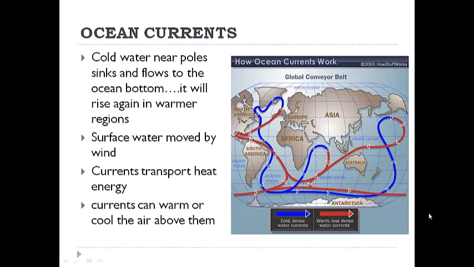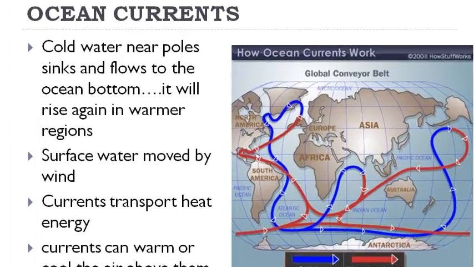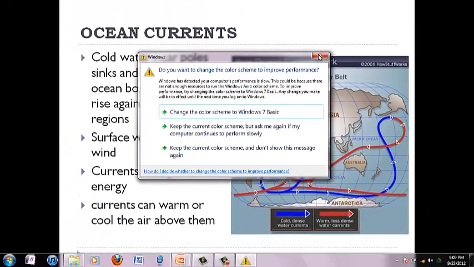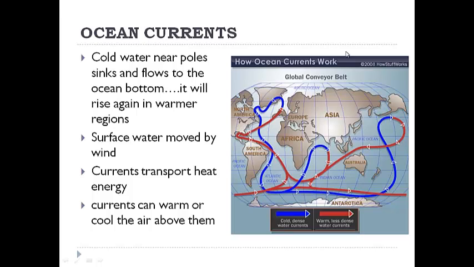So ocean currents are also continually circulating. Cold water near the poles sinks and flows to the ocean bottom. It will rise again in warmer regions. Surface water is also moved by wind. Currents transport heat energy, and currents can warm or cool the air above them. So that would be one of the things keeping land in certain areas, the land that's near the ocean, much warmer and more seasonable than the other land that's further inland, away from those warm ocean currents.